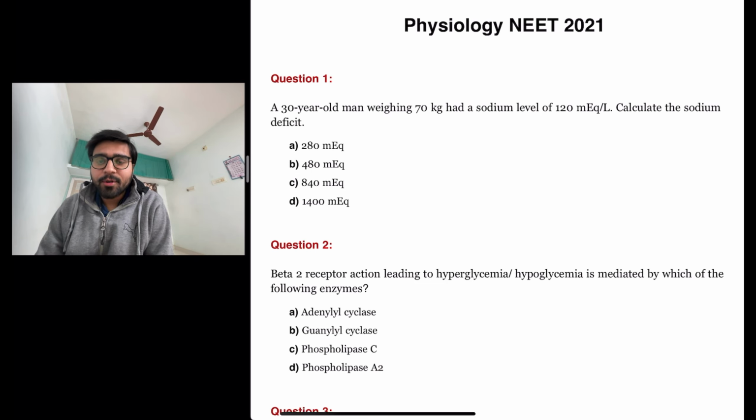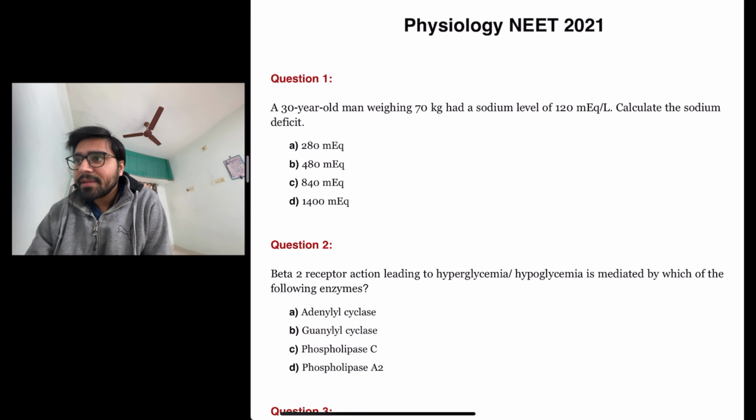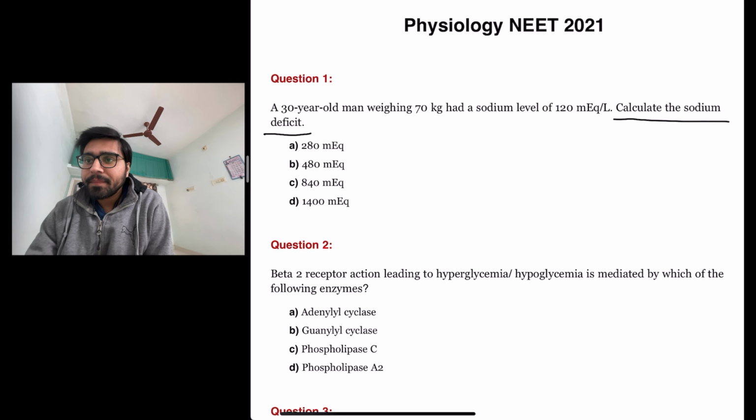So today I am going to discuss with you the physiology recall questions of NEET PG 2021. So let us start discussing the questions. The first question is: a 30-year-old man weighing 70 kilogram had a sodium level of 120 milliequivalent per liter. Calculate the sodium deficit. So they are asking us to calculate the sodium deficit.